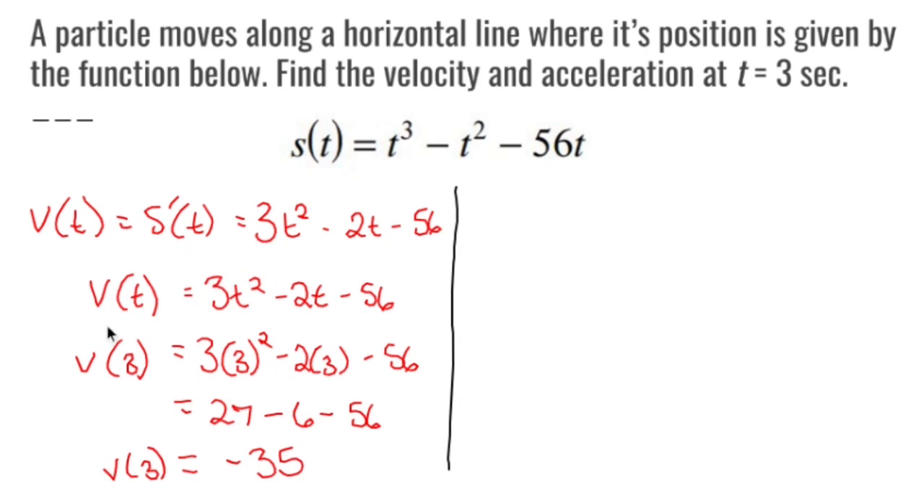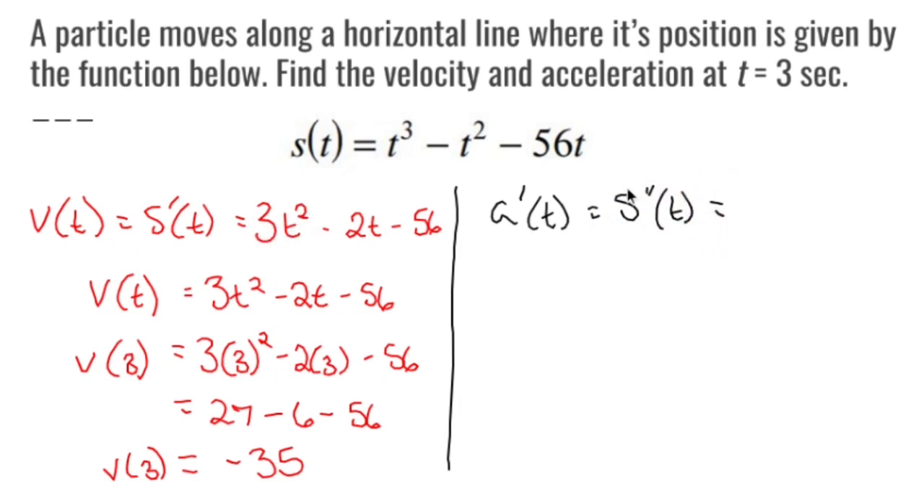Now, velocity is like speed, but velocity is allowed to be negative, speed's not, so just another feather to put in your hat. If I wanted to find acceleration, acceleration is the second derivative of the position function. So s double prime of t is going to be my acceleration function.